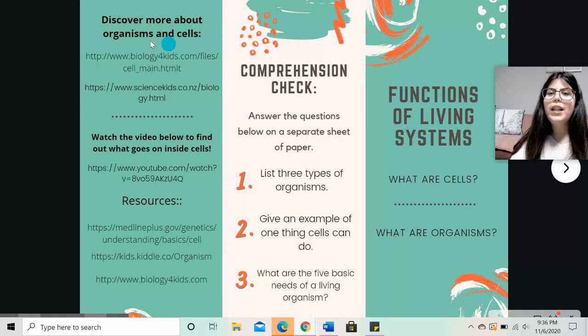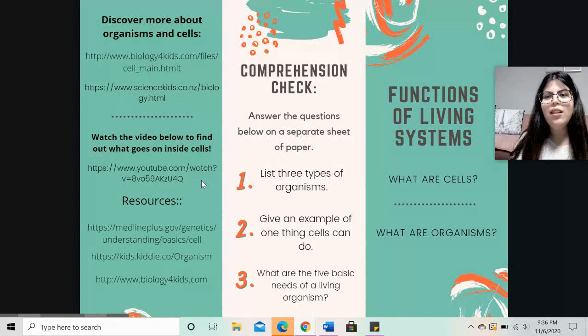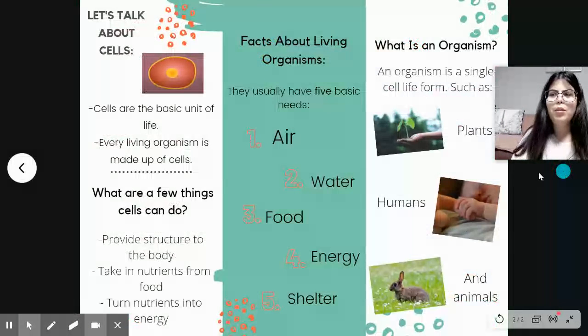Right over here, I titled it Discover More About Organisms and Cells. I gave them 2 really awesome links to check out if they want to know more, and I would encourage them to do so as well. And then I found a video down here that dives into what it looks like inside a cell, so they get to explore that further. And then here are my resources for the actual content of the brochure.